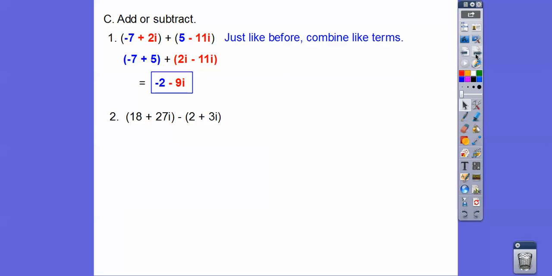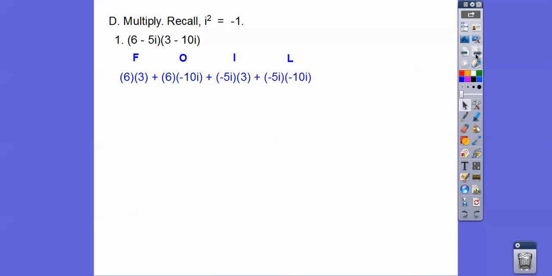So we'll combine the 18 minus, well, let's put the negative through the parentheses first right there, and then combine the like terms. So 18 minus 2 is 16, and 27 minus 3 is 24, 24i. All right, so multiply, you guys, and don't forget i squared equals -1. So we're going to get i squareds in these answers. So FOIL it out, you guys.